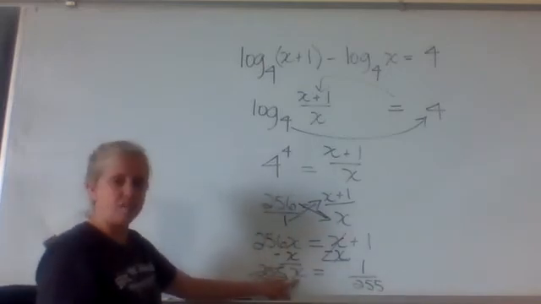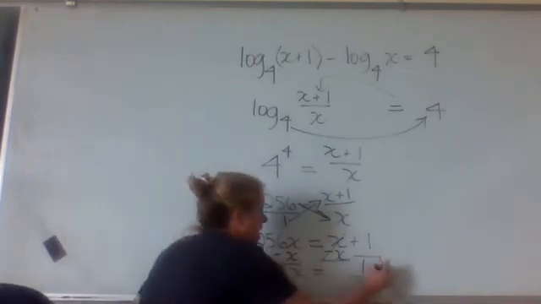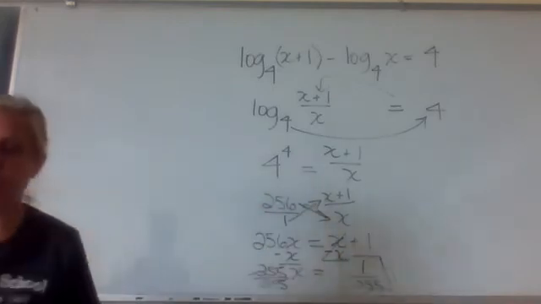So the x is by itself. What's left on the other side? 1 over 255.